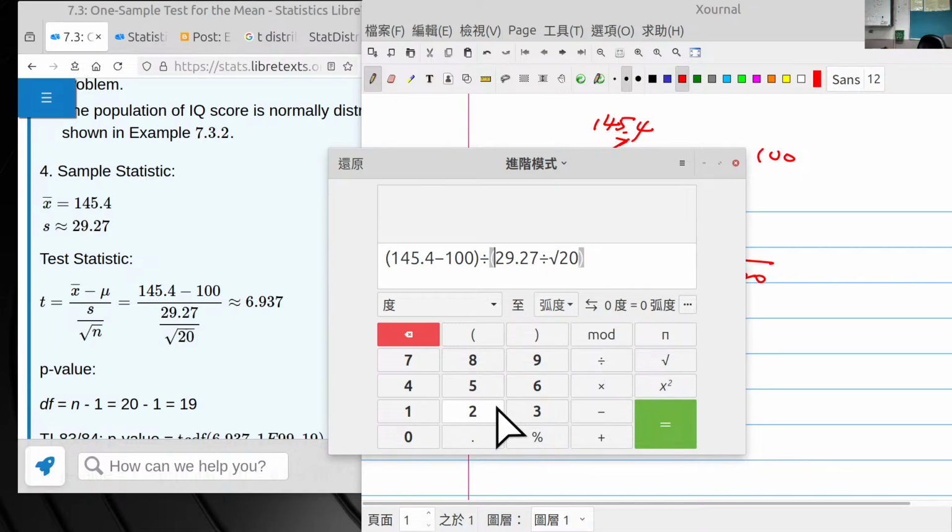Again, the numerator is this one. The big denominator looks like this: 29.27 divided by square root of 20, and you put a pair of parentheses around it as the denominator. Please be careful when typing the division, otherwise it will change the number.